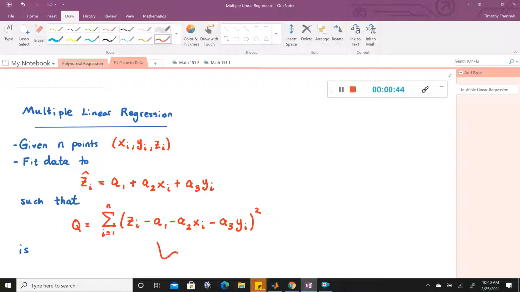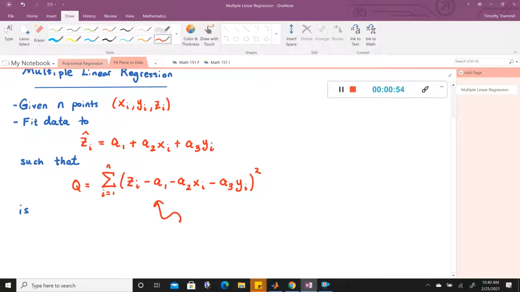And what we're going to do, just like in the other two cases we've looked at, is minimize the square error. What is really in the parentheses here is zi minus zi hat. This is from the data, and this is going to be from the plane. Subtracting these gives us the error, or how far off the plane is from the actual data point.